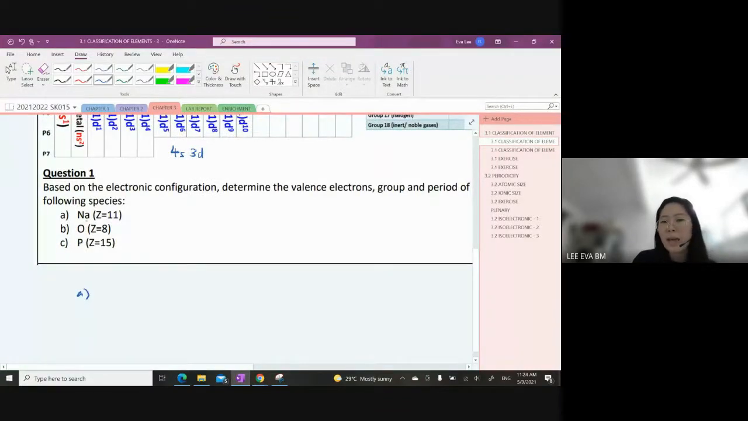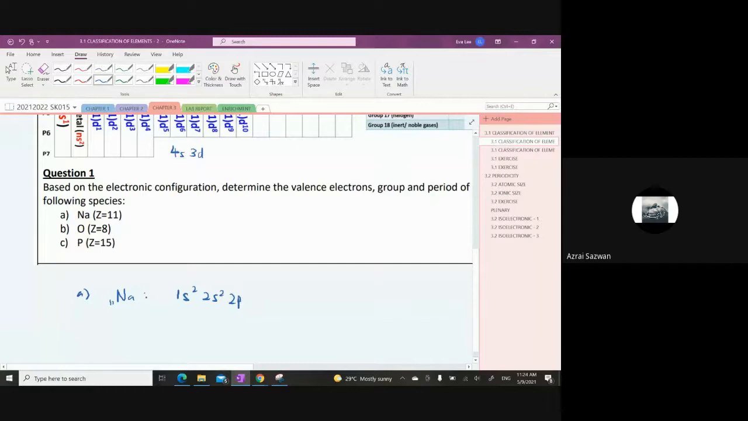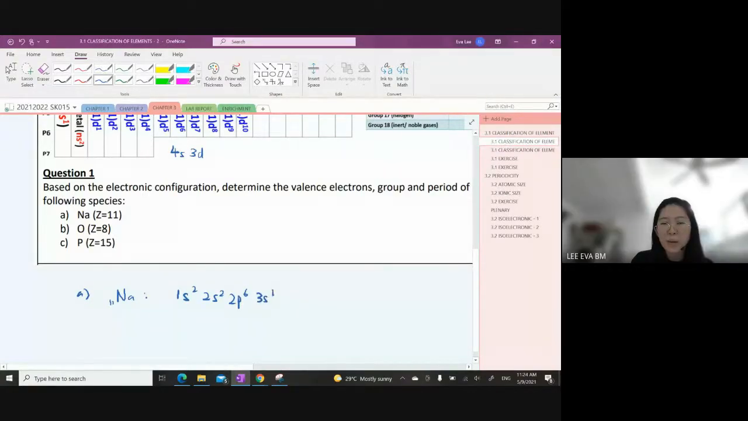So let's say we have sodium, proton number 11. We write the electronic configuration first for sodium. We start with 1s2, and then you carry on. 2s2, 2p6, and also 3s1. So the question asks you to identify the group and period of the following species.